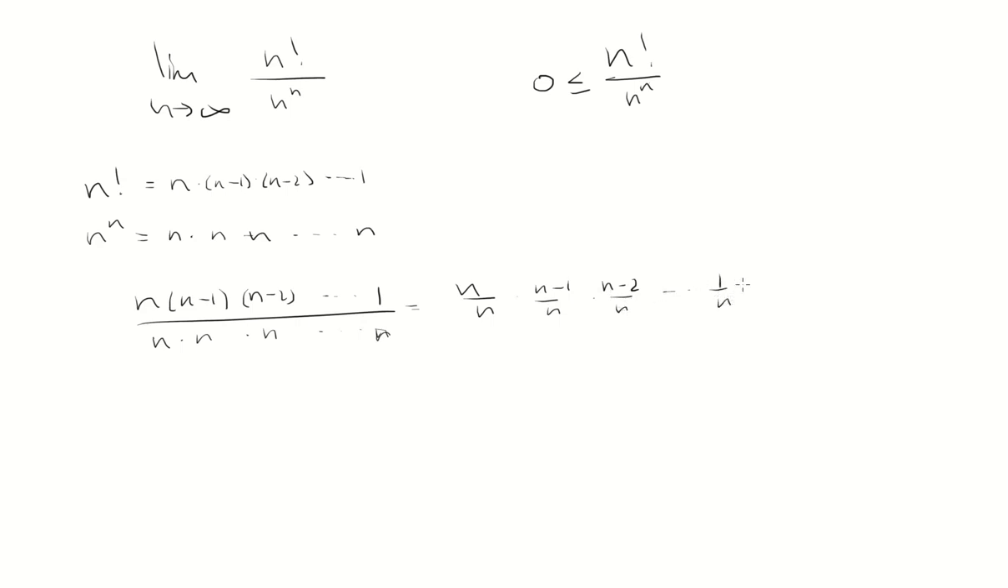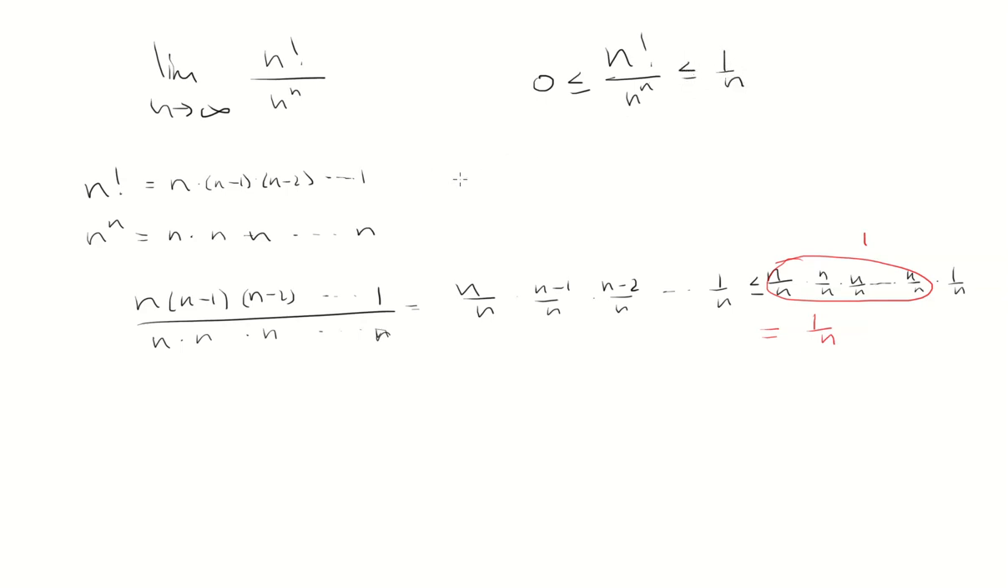to 1 over n. And we can find an upper bound here by replacing all of these numerators with n. And then the last one, we'll leave it as 1 in the numerator. So you have n over n, n over n, and the last one is 1 over n. So that means that all of these guys are just 1. So this is just 1 over n. That's going to be the upper bound.